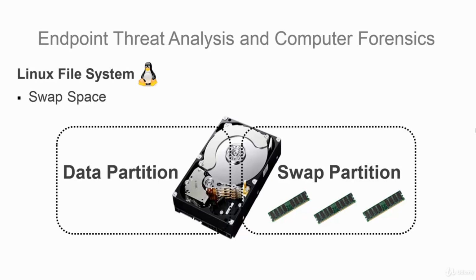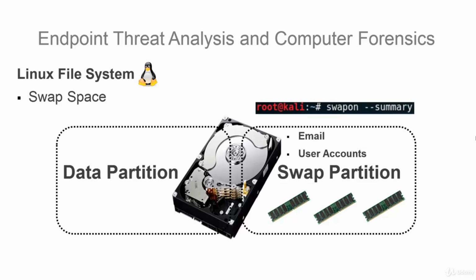a forensic tool because anything stored in RAM could also be stored in swap. So this means that valuable system data such as emails, credentials, and plain text data can be analyzed in swap as part of a forensics investigation. If you want to view a summary of swap space usage by device, you can use the command swapon --summary.